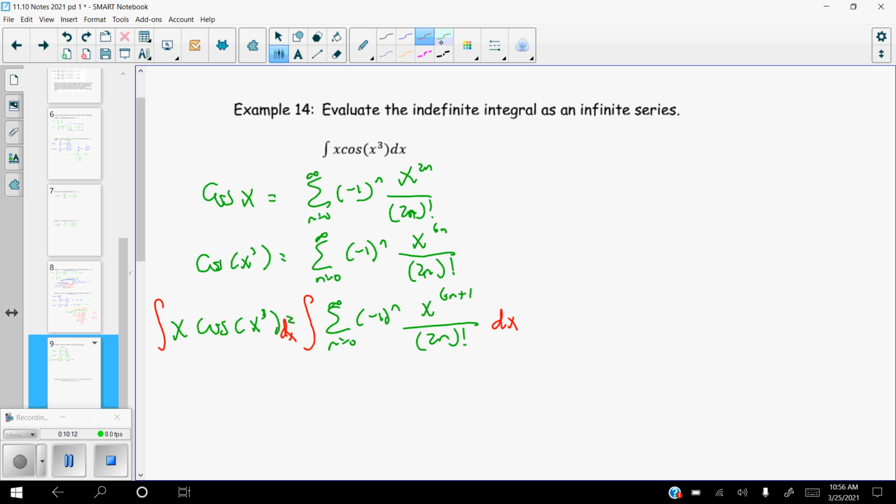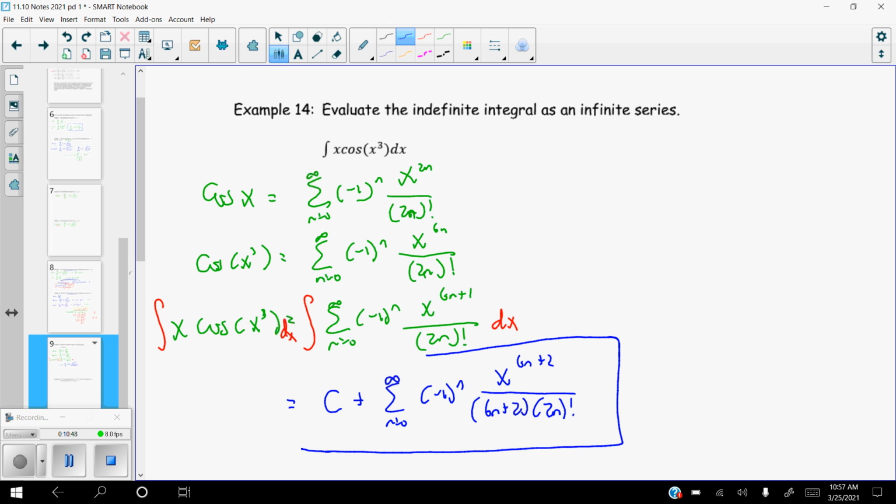So then my integral is going to equal some constant plus the sum as n goes from 0 to infinity, negative 1 to the n, raise the exponent by 1, x to the 6n plus 2, divide by the new exponent, 6n plus 2, important to keep that in parentheses, and then 2n factorial is still down there. And that is the indefinite integral for x cosine of x cubed. Okay, really, that is the only method that we have to be able to do that one right now.